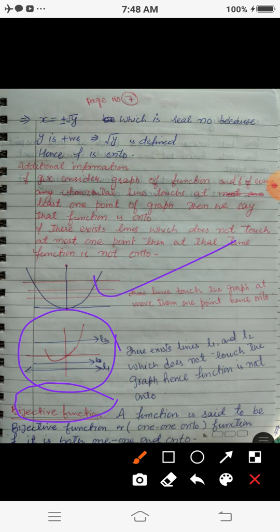Now the third one is bijective functions. What are bijective functions? A function is said to be bijective if it is both one-one and onto from A to B. This is also called a one-one onto function. So bijective functions are those functions which are one-one and onto from set A to set B.